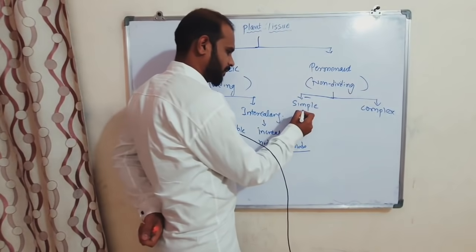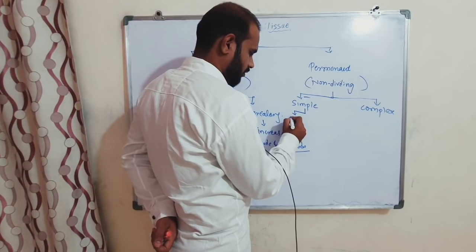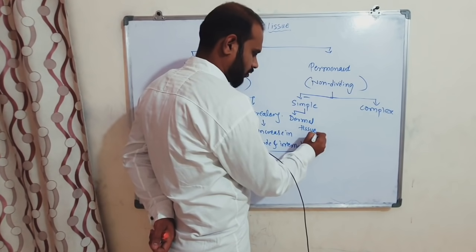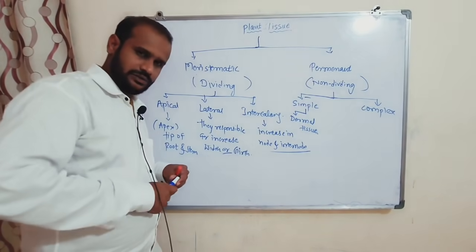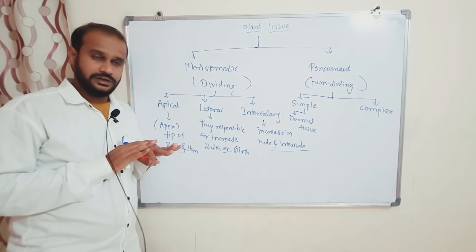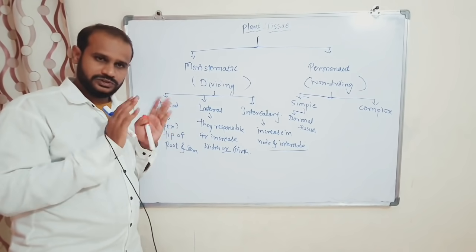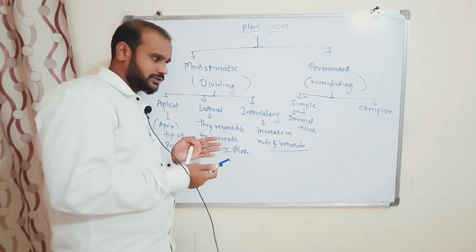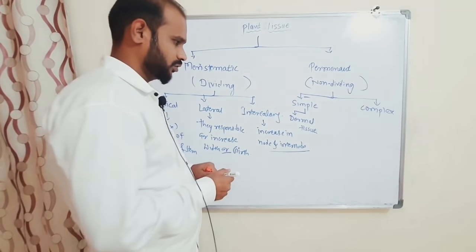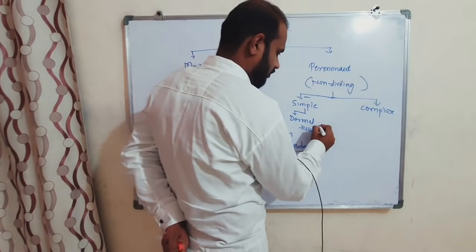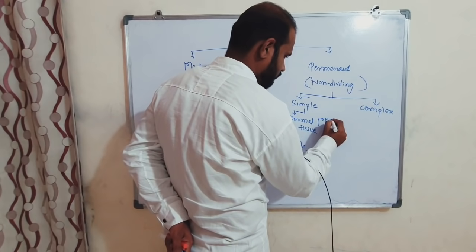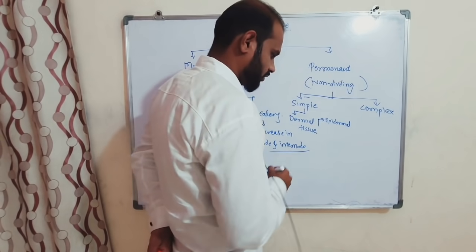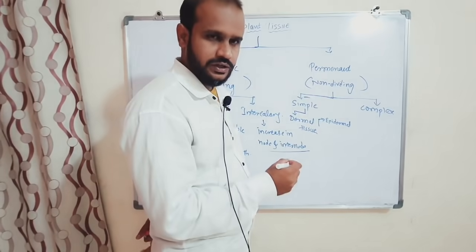In simple, there is dermal tissue. Dermal tissue means, in animals the outermost covering is called epithelium, and in plants the outermost covering is known as epidermal. In animals epithelium, and in plants epidermal tissue. The epidermal is outermost, and epidermal tissue is mostly covered with cuticle.